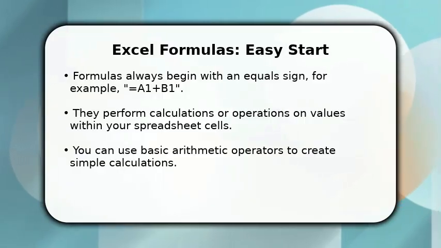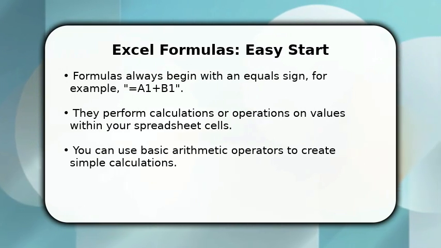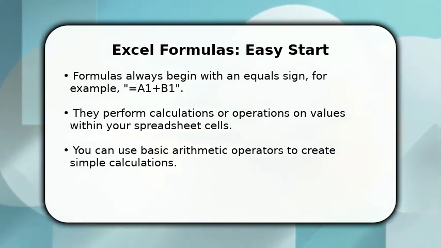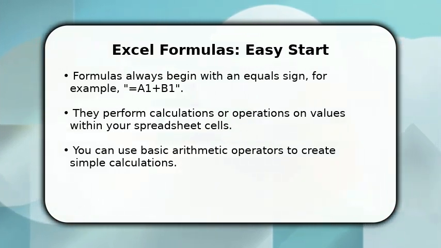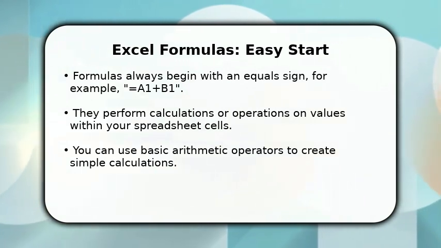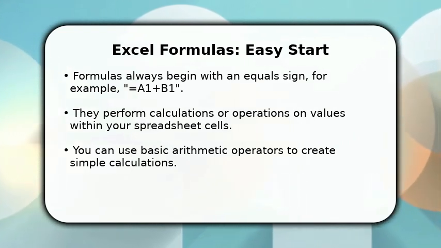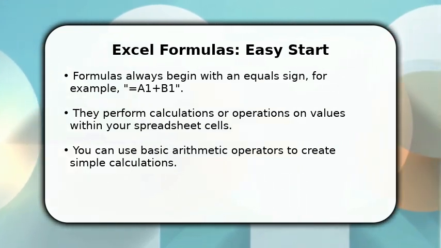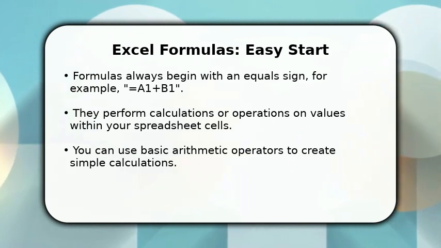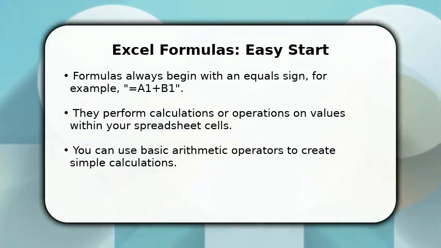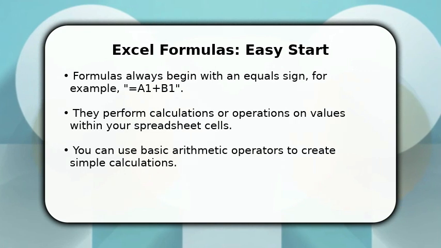In this video, I will explain how to use Excel formulas. To begin, open your Excel workbook and select any empty cell where you want your formula result to appear. Remember, every formula must start with an equal sign. This tells Excel that you are entering a calculation, not just text. For instance, type equals 10 plus 5 and press Enter to see the sum of 15.